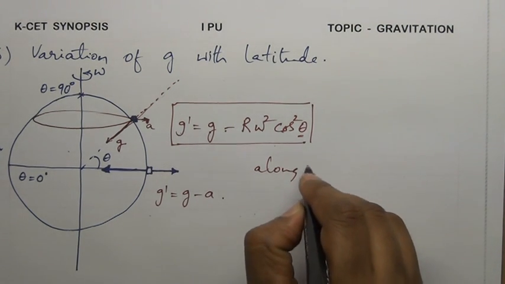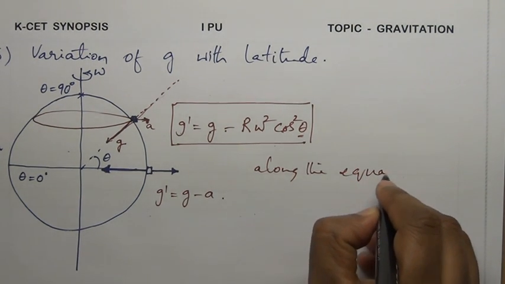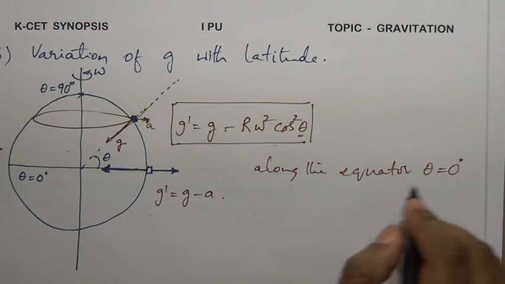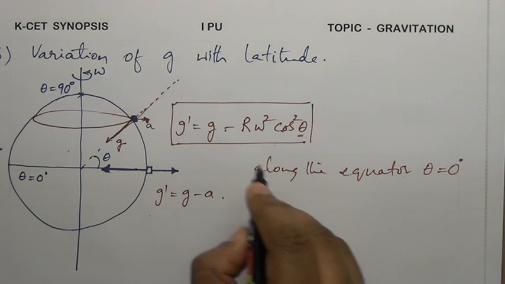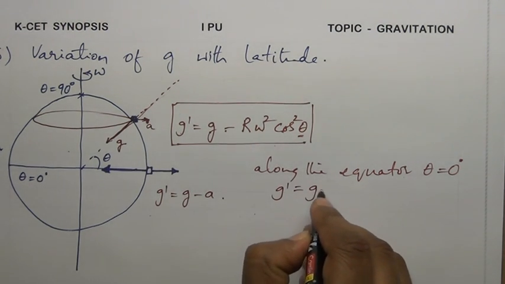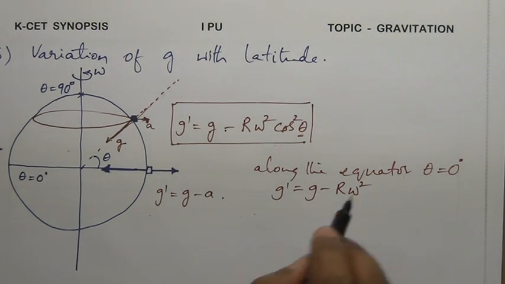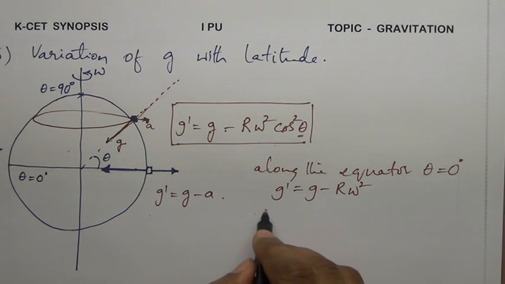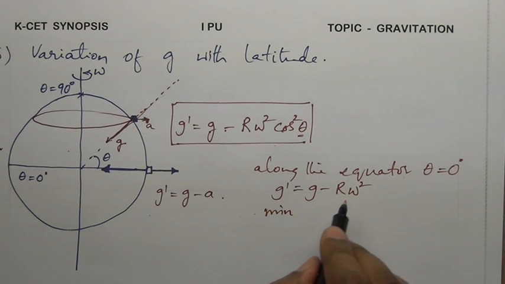Along the equator, theta equal to 0 degree. If theta is 0, cos 0 is 1, therefore g prime equal to g minus r omega square. G prime, or acceleration due to gravity, is minimum. It is minimum because r omega square plays a role.